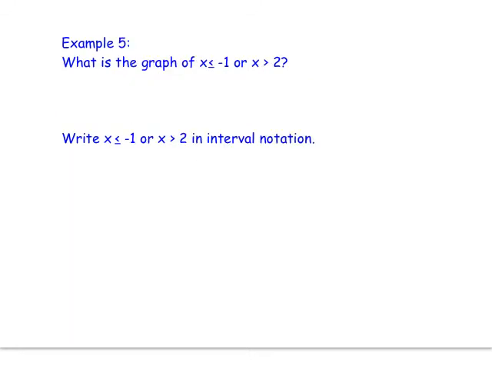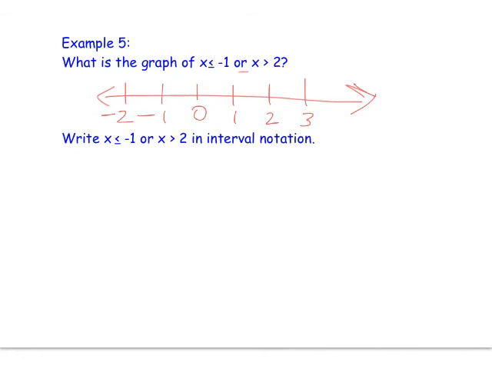This one just asks me to write a graph for an or compound inequality. And when we're doing ors, we really don't have to do 3 number lines. We could just go to 1 number line and graph it all on this 1 number line. So I'm going to do some labeling. -1, 0, 1, 2, and 3. How about I'll go to -2.